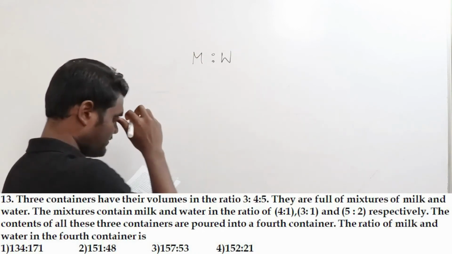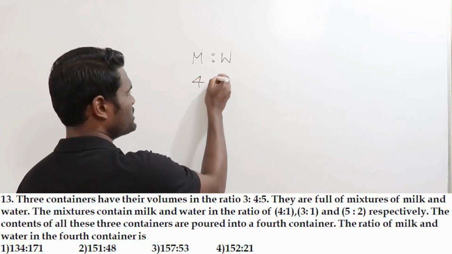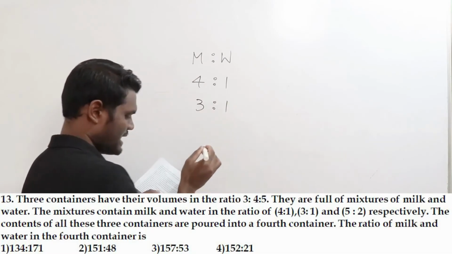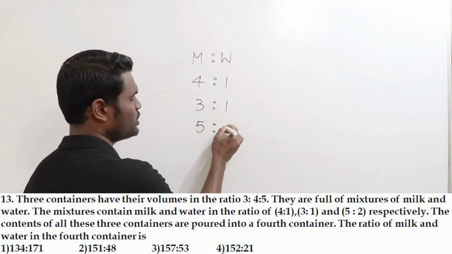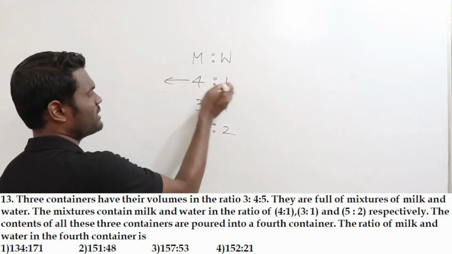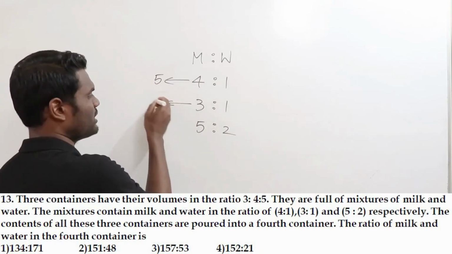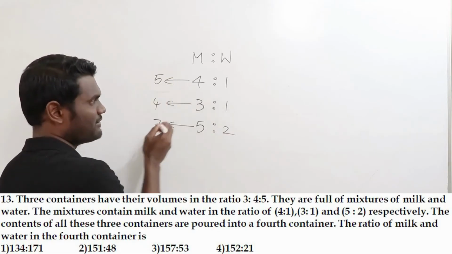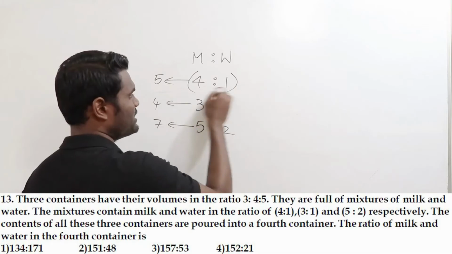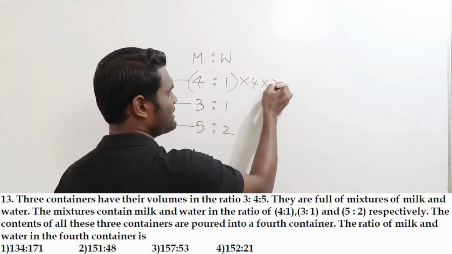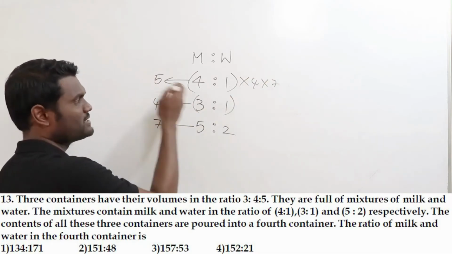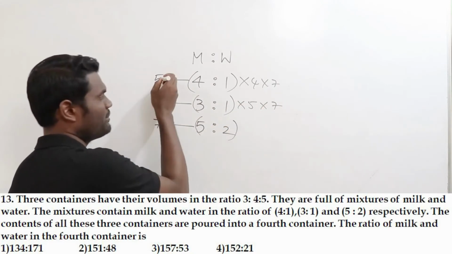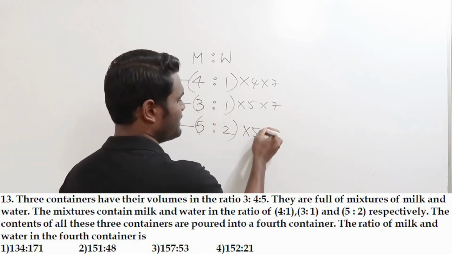Now it was said like milk to water. So milk to water in the first vessel ratio is like 4:1. In the next one it is like 3:1. In the next one it is like 5:2. Now what happened? 4 plus 1, this will be 5 parts. 3 plus 1, this will be 4 parts. 5 plus 2, this will be 7 parts. As this is 5, multiply this with 4 and 7. Next, as this is 4, multiply this with 5 and 7. As this is 7, multiply this with 5 and 4.